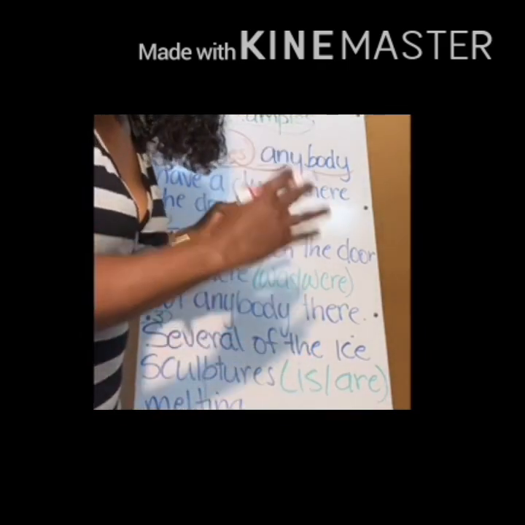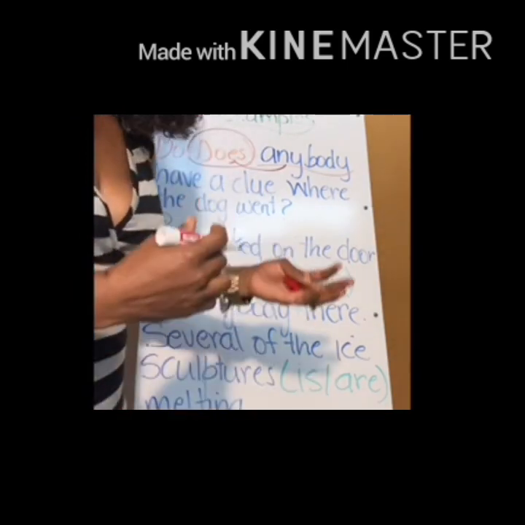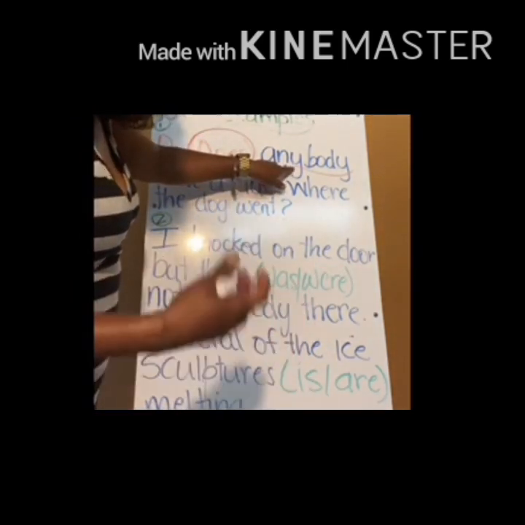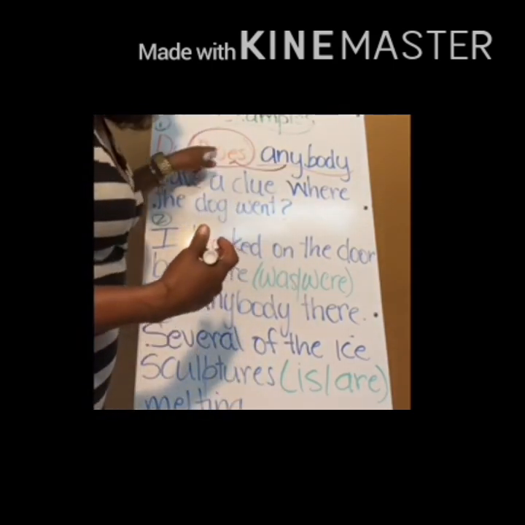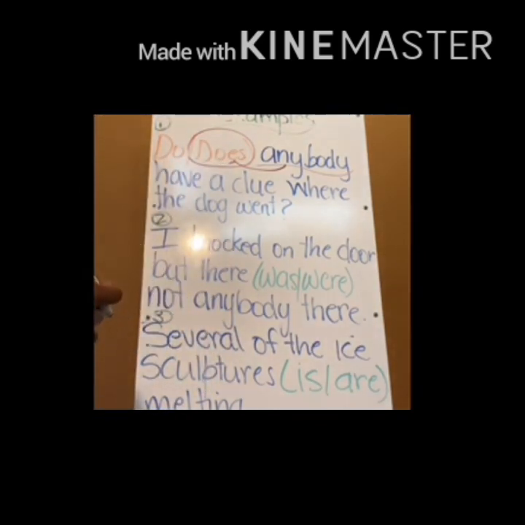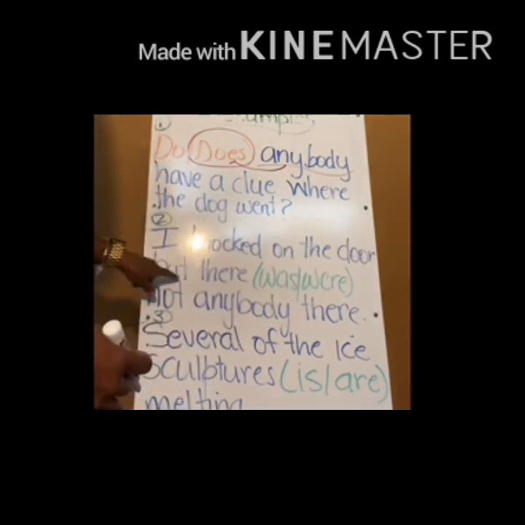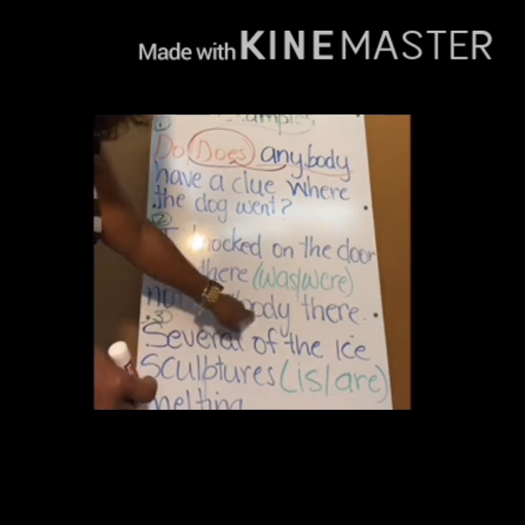We call this subject and verb agreement. So your subject and your verb must agree. So your indefinite pronoun anybody must agree with your verb do or does. Let's go to number 2. I knocked on the door, but there was or were not anybody there.